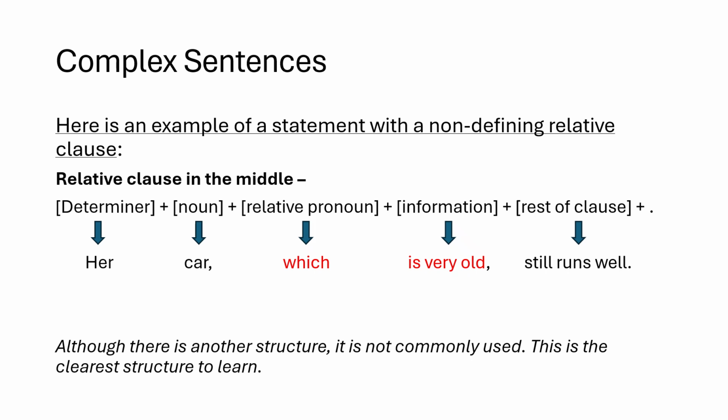Here is an example of a statement with a non-defining relative clause. Relative clause in the middle: determiner plus noun plus relative pronoun plus information plus rest of clause. Her car, which is very old, still runs well. Although there is another structure, it is not commonly used. This is the clearest structure to learn.